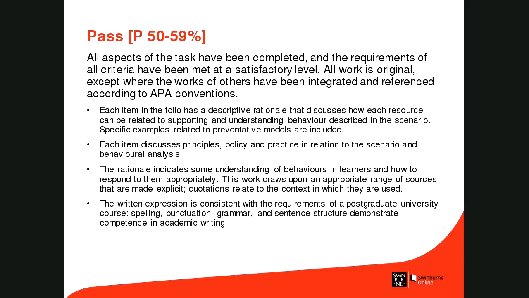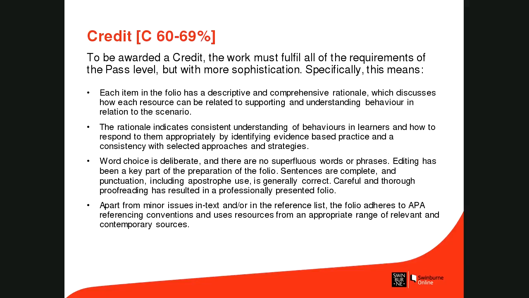Okay, I'm just going to whip through the rest, and I think you'll be able to discuss this more at your Q&A session next week. So in the credit range, we're looking for more sophistication in the writing. The rationales are descriptive and comprehensive. They probably persuade the reader more than they would at pass level. And the rationale indicates consistent understanding of behaviours and how to respond to them.